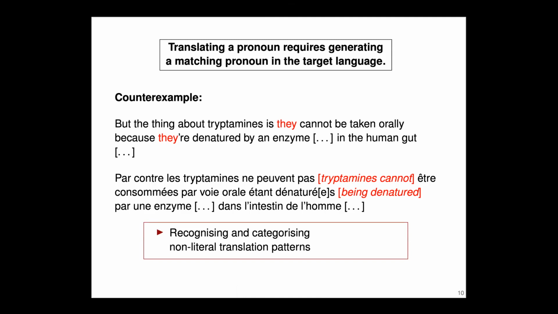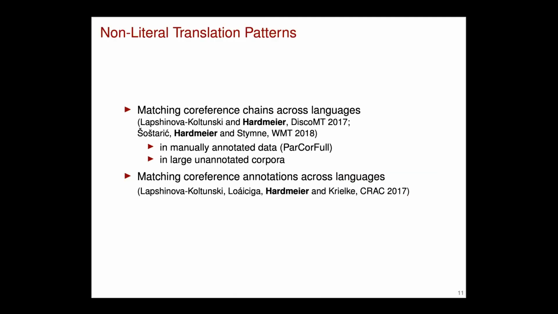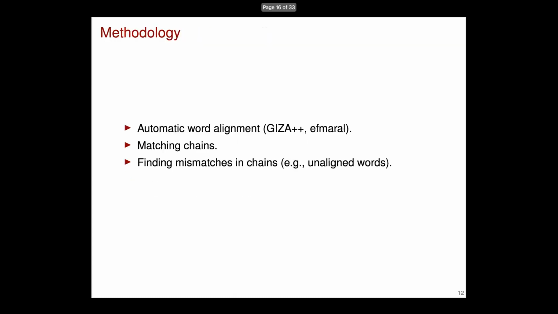So recognizing and categorizing non-literal translation patterns has also been a large part of the work that I've done here. And the way we've done this is by matching coreference chains across languages, both in manually annotated data in the ParCorFull corpus, but also more automatically in large unannotated corpora, and by matching coreference annotations across languages and finding what we variously call incongruities or discrepancies between the coreference chains in the source and in the target language in order to uncover interesting differences here.